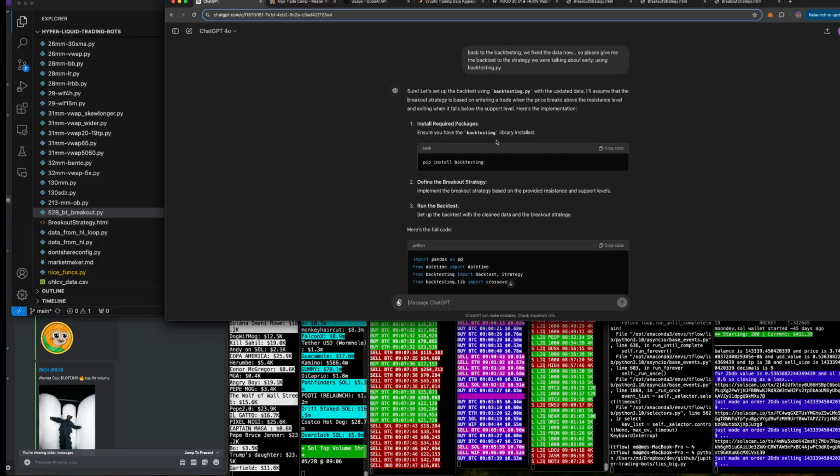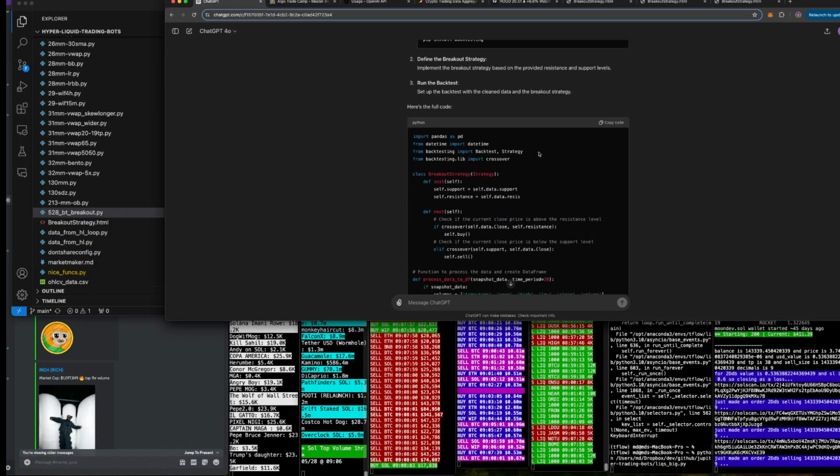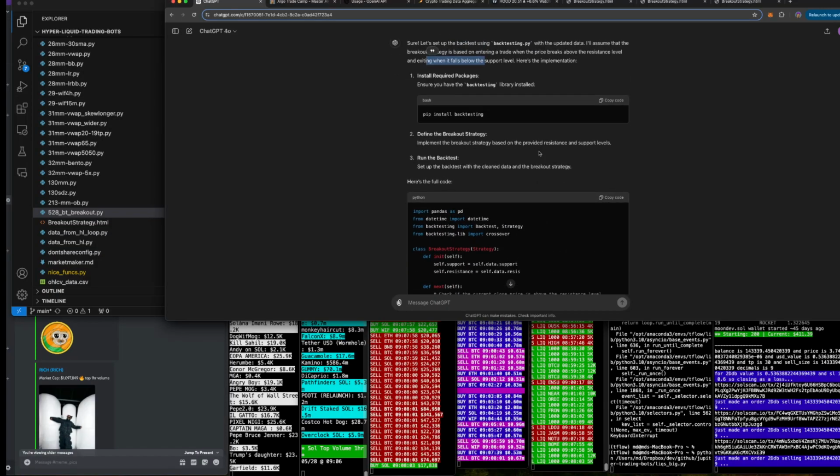Okay, let's see what this said here. Sure, let's set up the backtesting using backtesting.py with the updated data. I'll assume that the breakout strategy is based on entering a trade when the price breaks above the resistance level and exiting when it falls below the support level. Nah, B. Dang it.